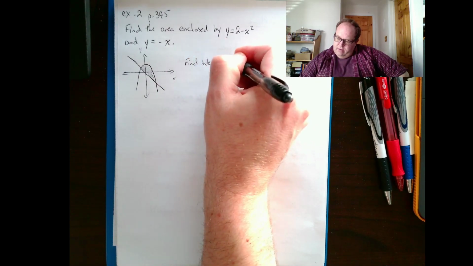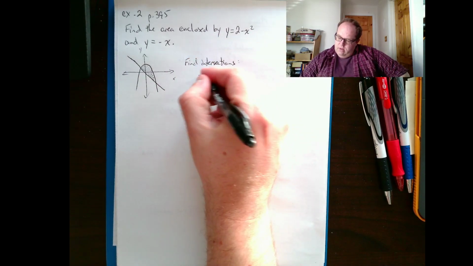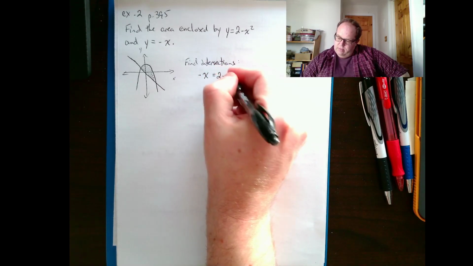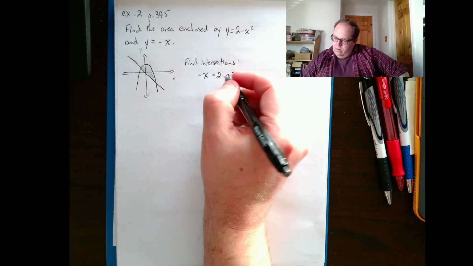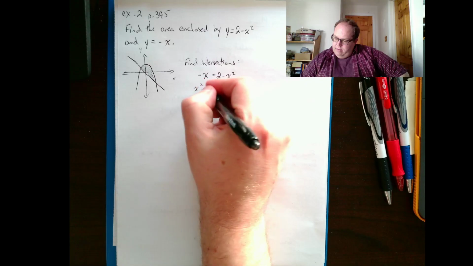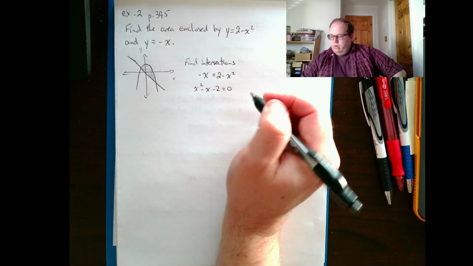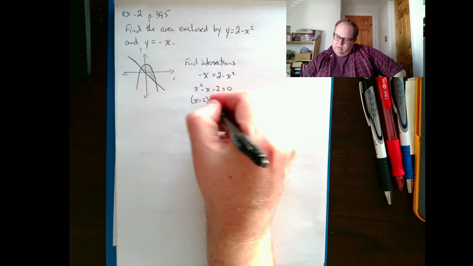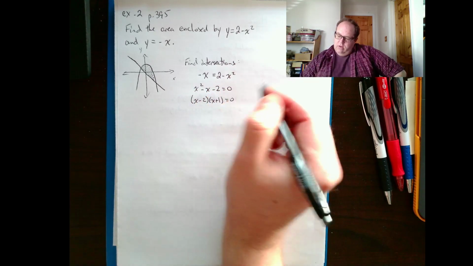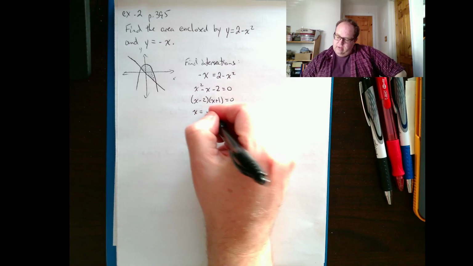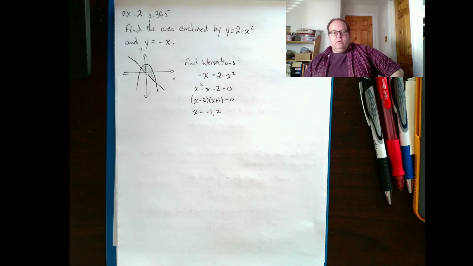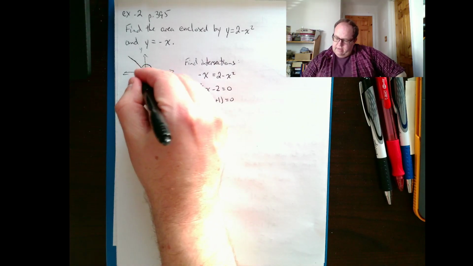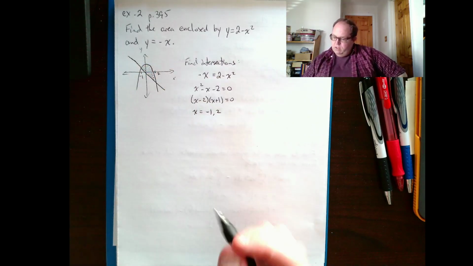And that's simply going to be where the two lines equal each other, or where x squared minus x minus 2 equals 0, and that happens at x minus 2 times x plus 1, or at x equals negative 1 and 2. So those end up being my two boundaries. This is at negative 1, this is at positive 2.